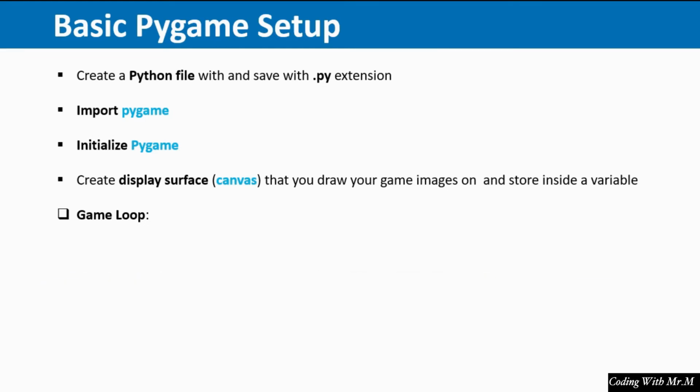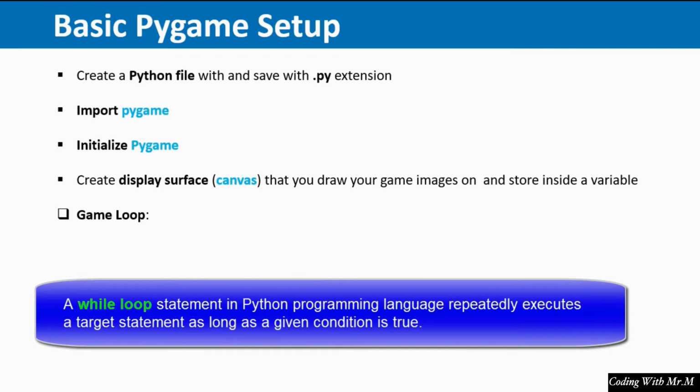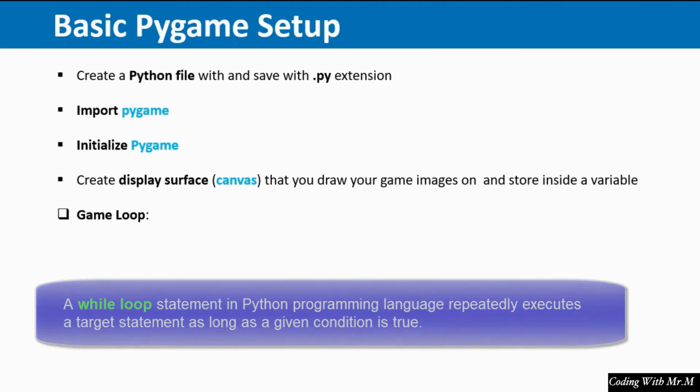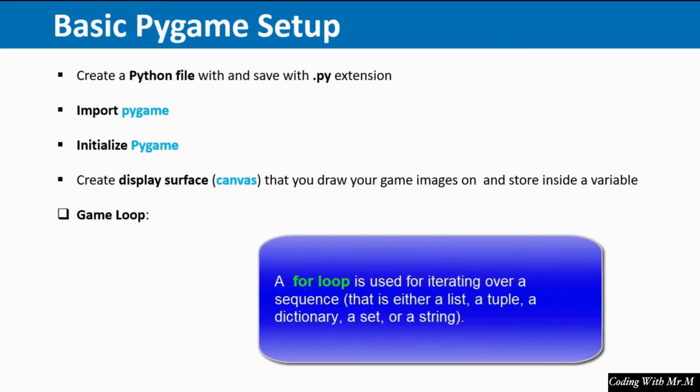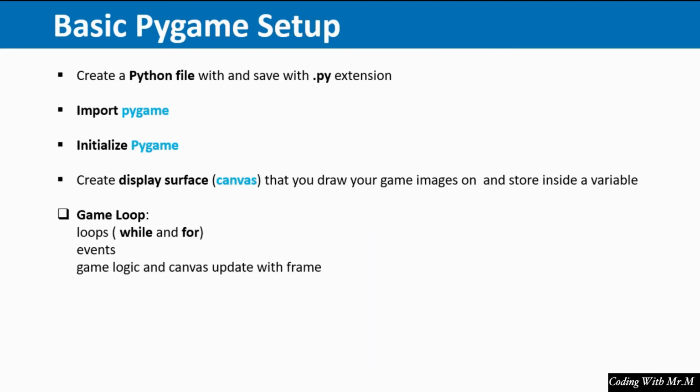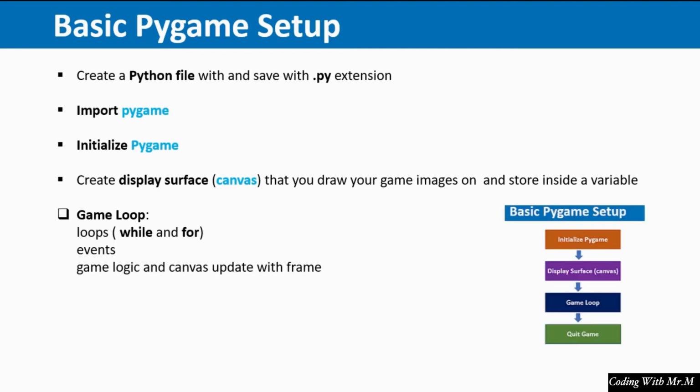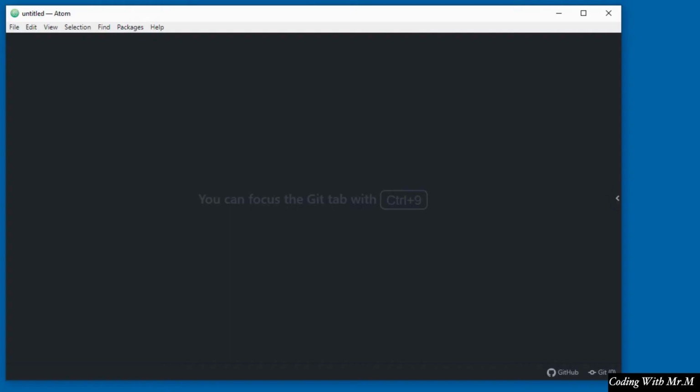A while loop basically is used to execute a set of statements as long as the condition is true, while a for loop is used for iterating over a sequence. The final step in your Pygame development is to quit the game. You must have a way of exiting the game.